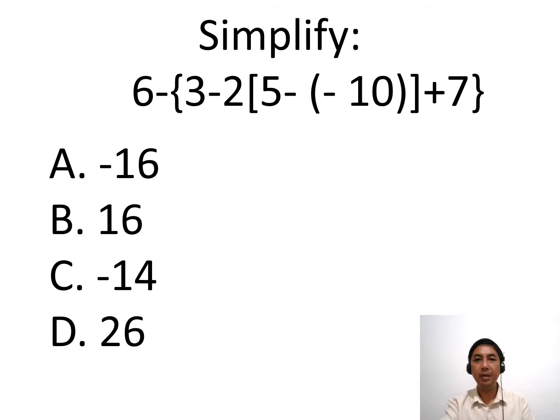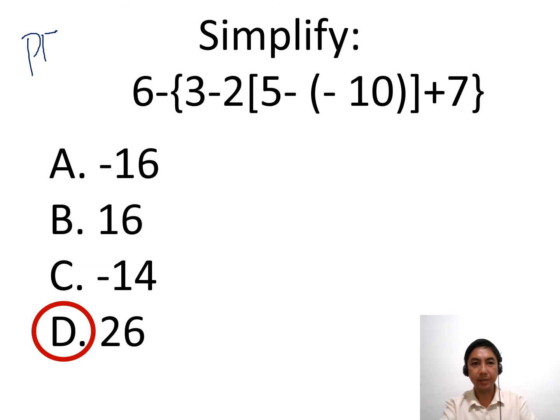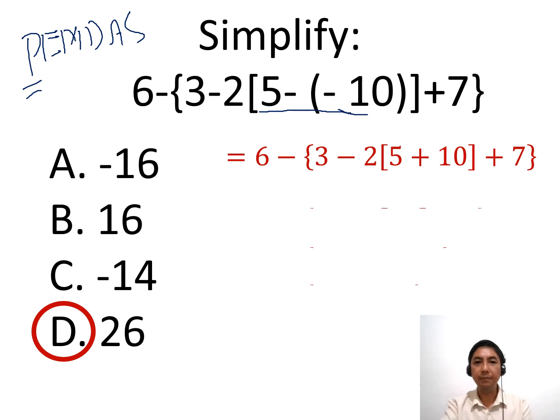We have the next problem. Simplify 6 minus {3 minus 2 times [5 minus (negative 10)] plus 7}. So the answer for this problem is letter D. We are going to use the concept of PEMDAS. We have the parentheses or the grouping symbol first. In this case, we need to simplify these terms. So 5 minus negative 10 will give you 5 plus 10.